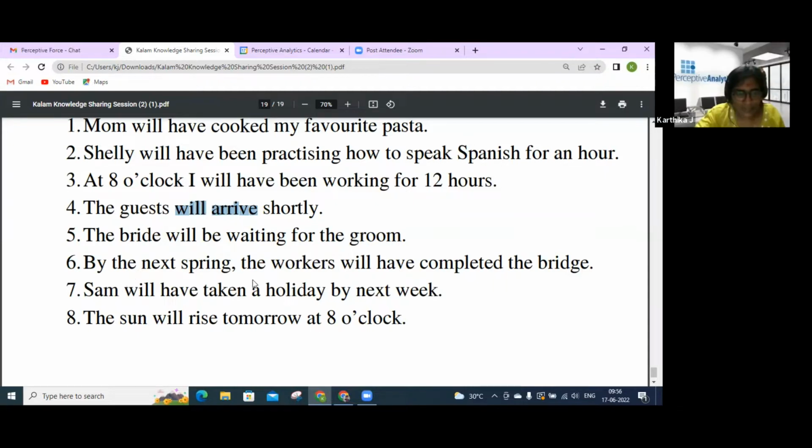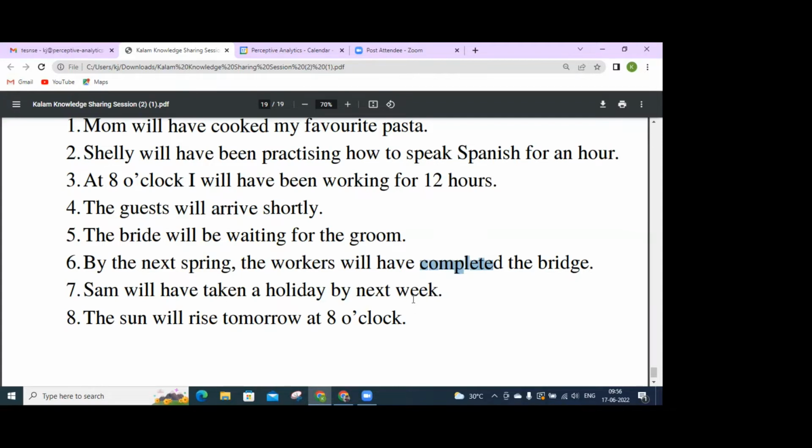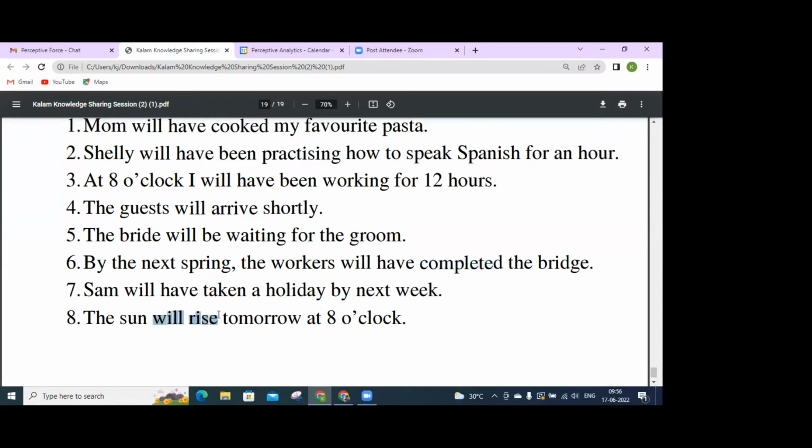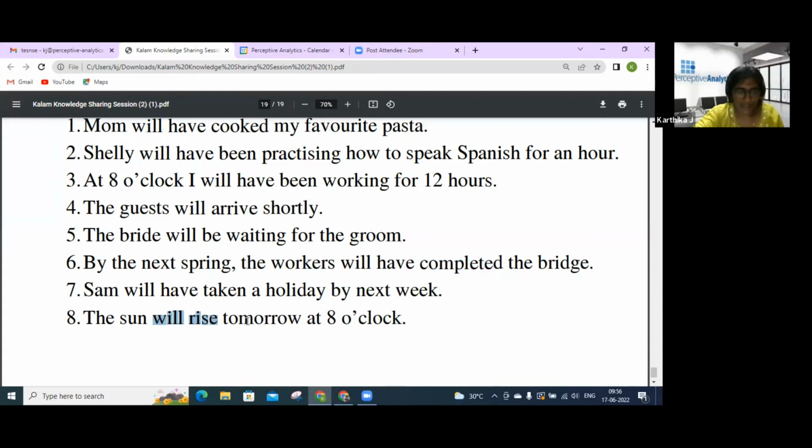And: by the next spring the workers will have completed the bridge. Future perfect, because will plus have plus V3 verb. And the next one is: Sham will have taken a holiday by next week. Same as before, future perfect, because will have plus V3 verb. And the next one is: the sun will rise tomorrow at 8 o'clock. Simple, yes, because will plus V1 verb.